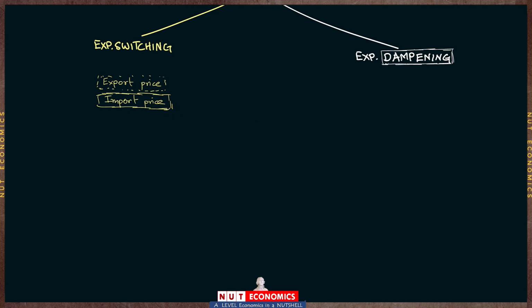Now, there are different ways in which the government can achieve this, different ways in which the government can try to control export-import price and therefore try that the foreigners and locals switch towards your own products. And the first specific expenditure switching policy that you need to know is exchange rate depreciation.